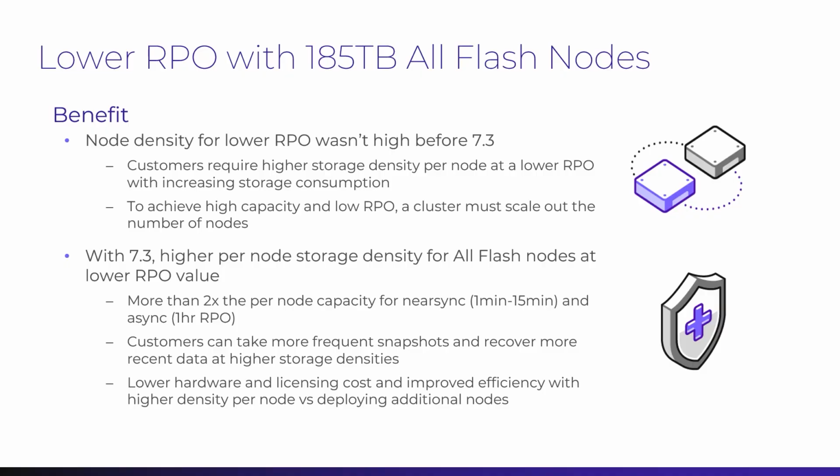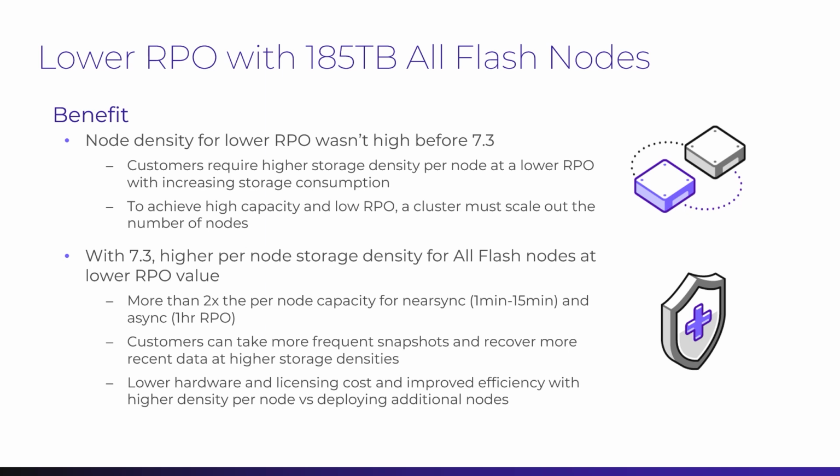With the increase in the per disk capacities that are available for customers and also increasing storage consumption by customers, they now need a higher per node density with lower RPO values, especially for their tier 0, tier 1 and critical workloads. Right now, before 7.3, to achieve these lower RPOs, customers had to scale out the number of nodes to get the additional capacity, effectively resulting in increased cost for deploying more hardware and more licensing cost for those particular additional nodes.